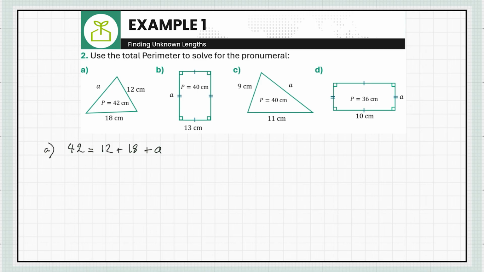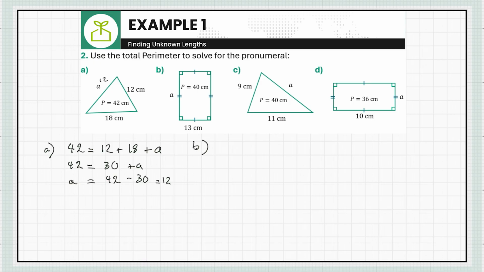Now, first we're going to simplify, so 42 is equal to 12 plus 18 is 30 plus a, which means that a, which we're going to make the subject now, is going to be equal to 42 minus 30. And that means that a is going to be equal to 12. Now you can check really quickly if you end up with the required amount. So if we made this a 12, we'd end up with 12 plus 18 is 30, add on the remaining 12 and we get 42.